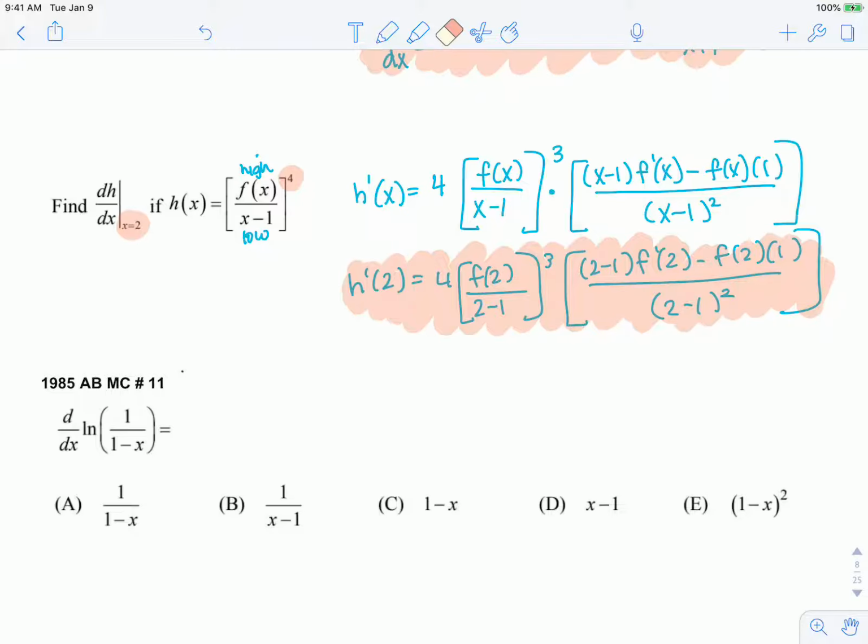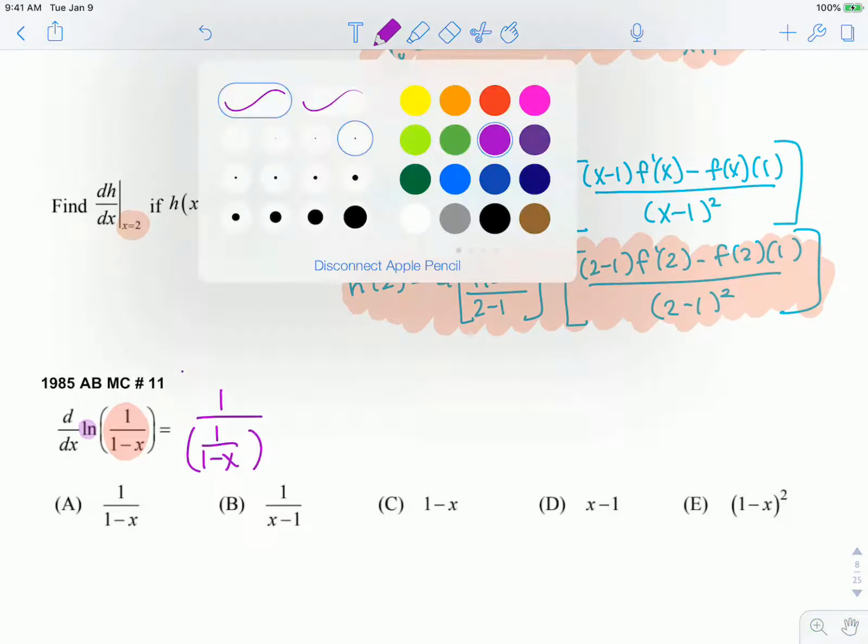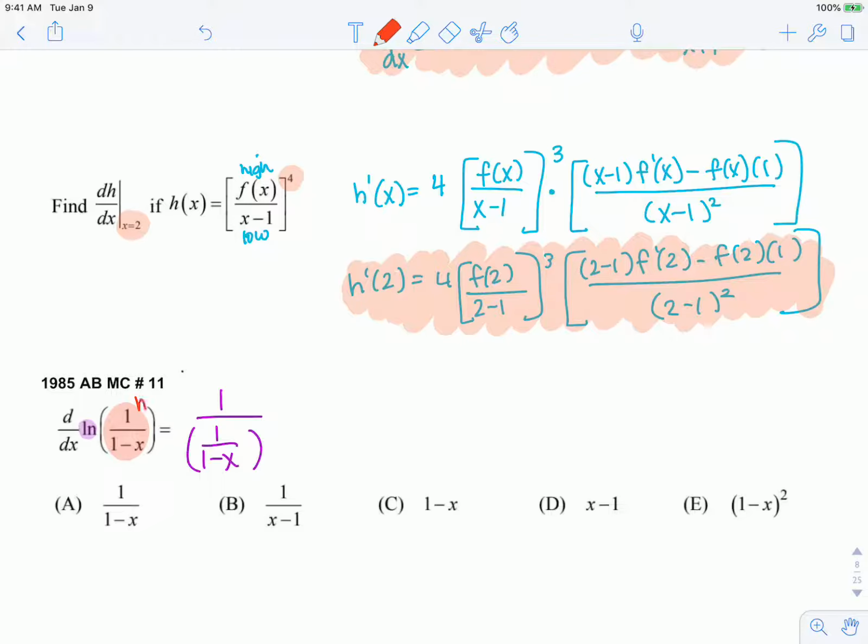Now we're asked to take the derivative of ln of 1 over 1 minus x. Our outer function of this composite function is ln x. Now we know the derivative of ln x is 1 over whatever is inside of that ln. So now we need to do chain rule derivative of the inner function, and that inner function is a quotient.